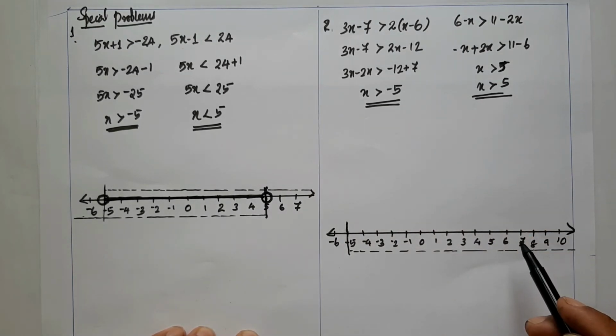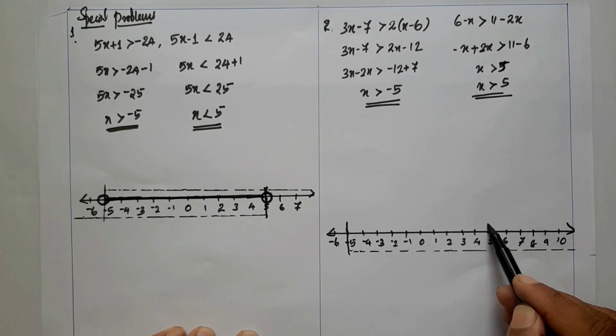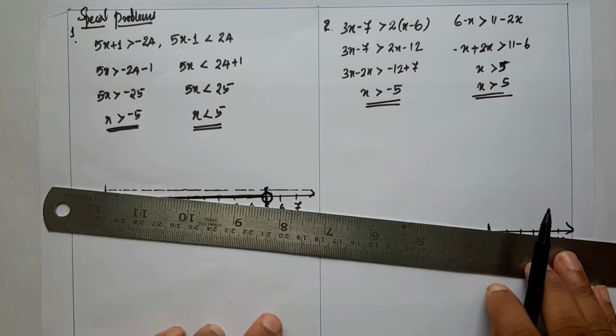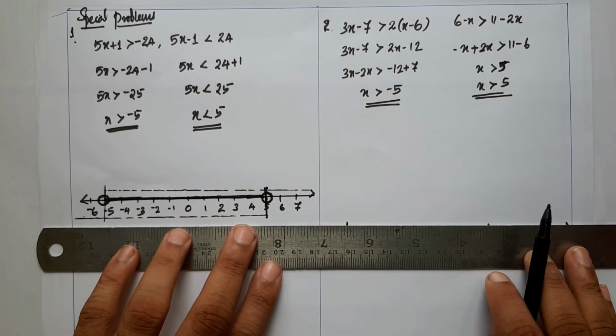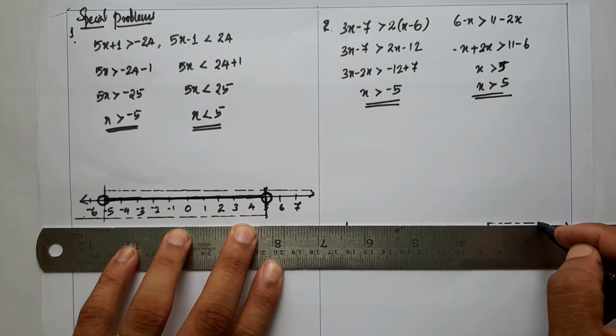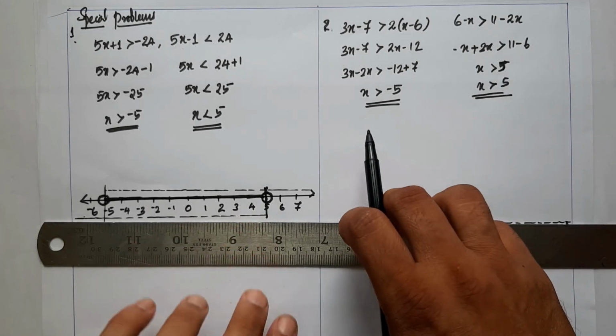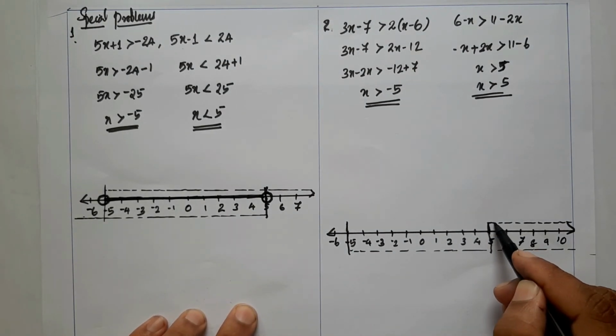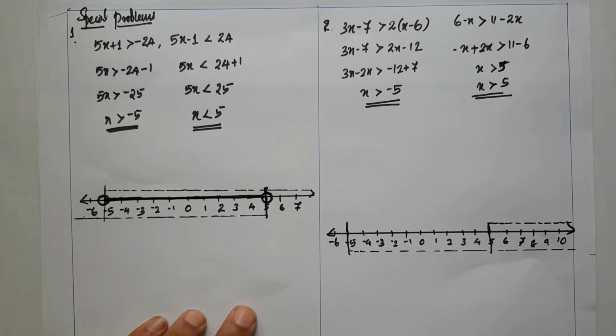Then x greater than 5. x greater than 5 means the part beyond 5, where 5 is here. x greater than 5 means the complete points beyond 5. x greater than 5, that is the solution part which is greater than 5.